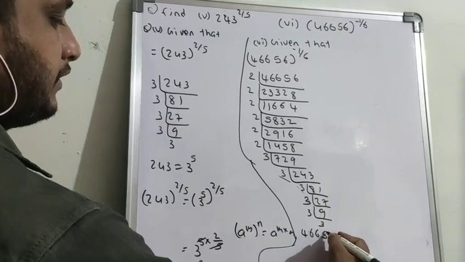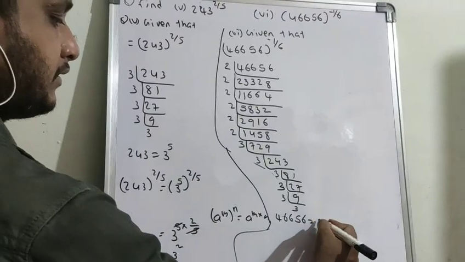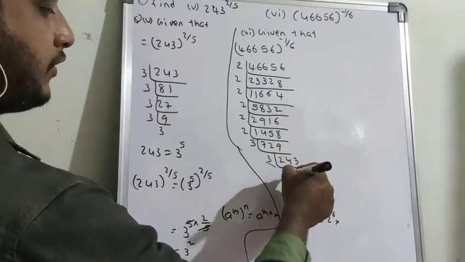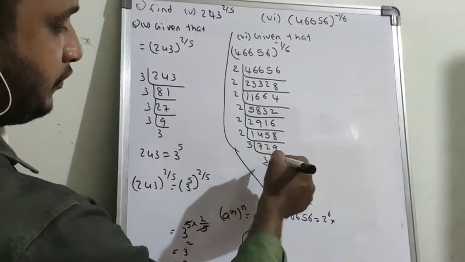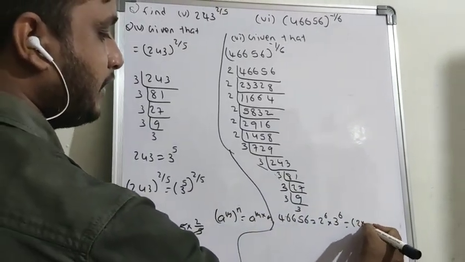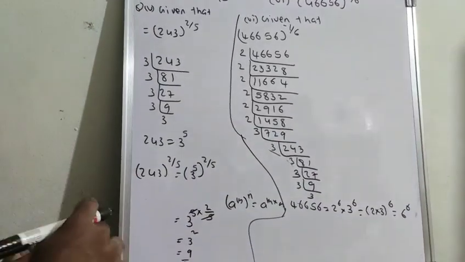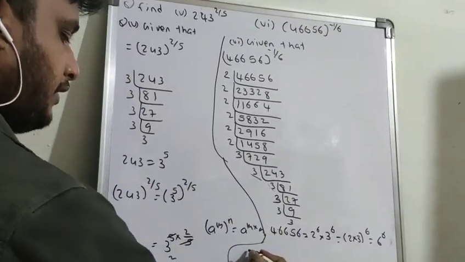46656, you can write as 2 power 6 into 3 power 6. You can write as (2 into 3) whole power 6, that is equal to 6 power 6. Now apply.